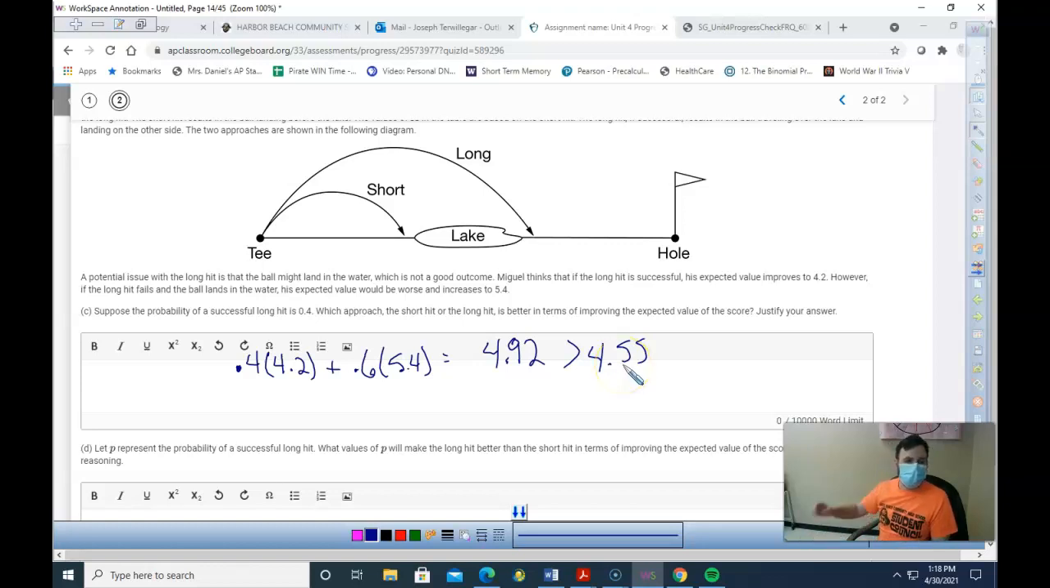For this one, you need to show the expected value, and that it's greater than the other. And then you'd have to answer the question by saying he should hit the short ball because his expected value is lower than when he hits the long ball. Okay?